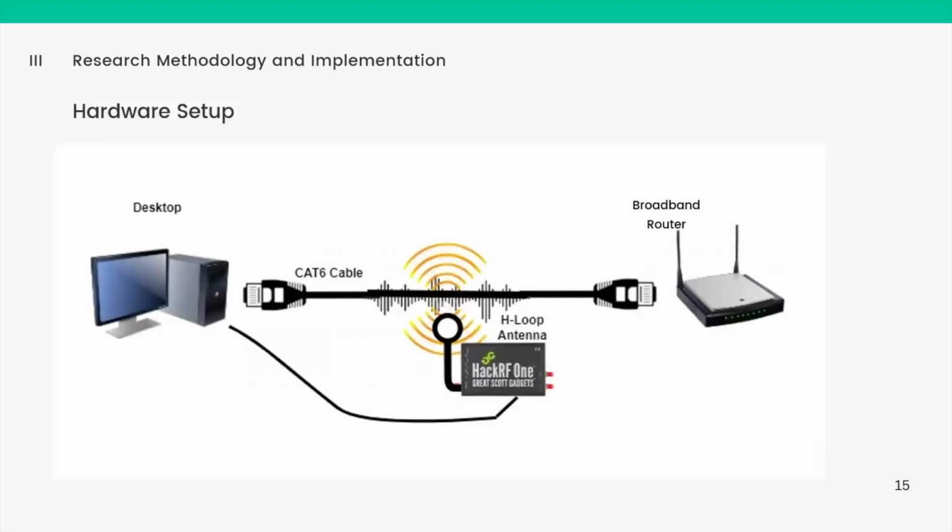So this is a simple drawing of the hardware setup. So we created a very simple point-to-point network. This is a proof of concept research actually. So we had a PC as the attacker, a desktop computer, and a broadband router as a victim, and a Cat6 cable connecting those two.